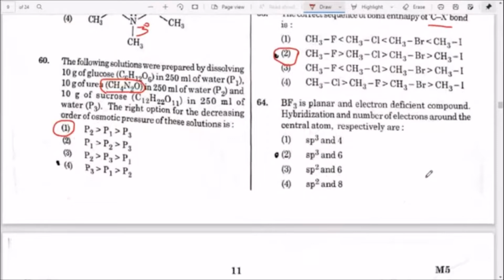BF3 is planar and electron deficient compound. Hybridization and number of electrons around the central atom respectively are, what is the hybridization? It is sp2 hybridization, and number of electrons around the central atom is 6. BF3 is planar, so B2F6, yes. So it is planar and electron deficient compound. Hybridization and number of electrons around the central atom respectively are sp2 and 6.